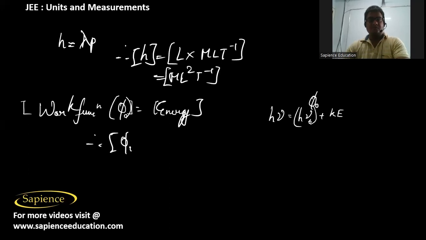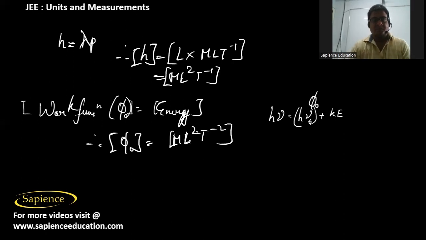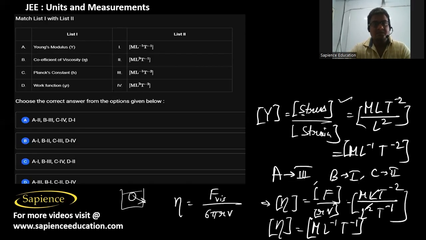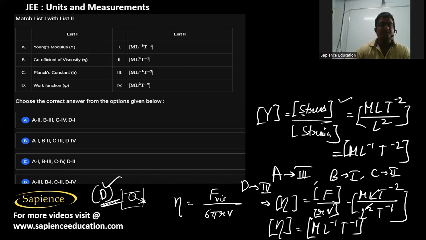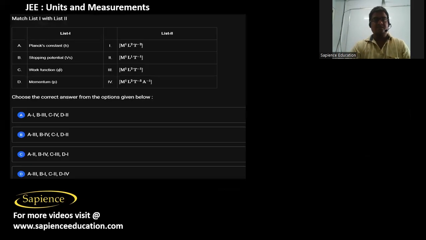So therefore the dimensional formula for phi naught will be equal to that of energy. The dimension of energy is the same as that of work, so it is force into length. So it is ML squared T power minus 2. So it means that D will match with 4. D will match with 4. So option D is the correct answer. A3, B1, C2, and D4. Option D is the correct answer.